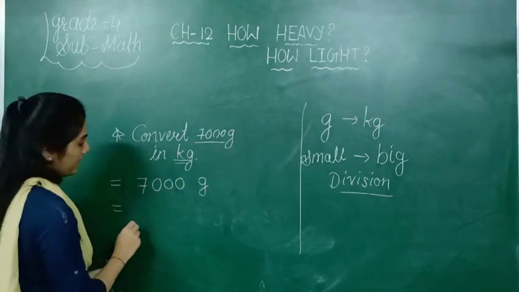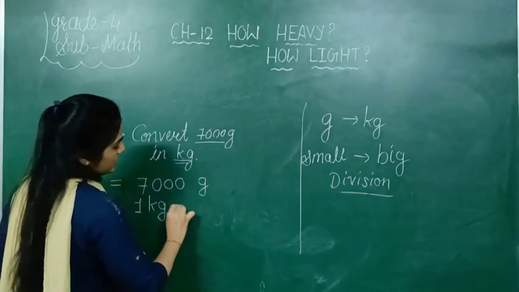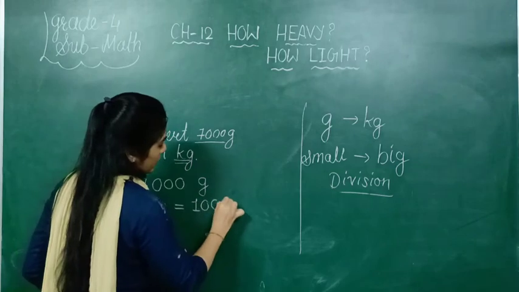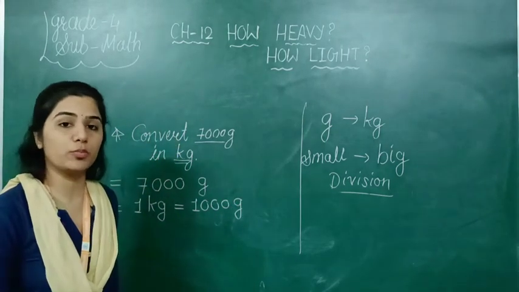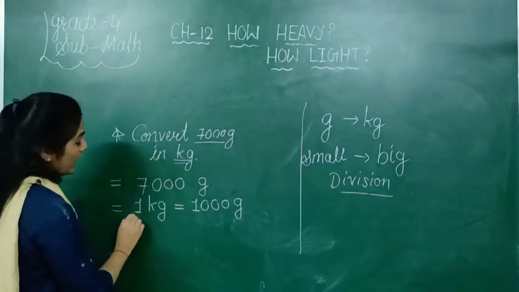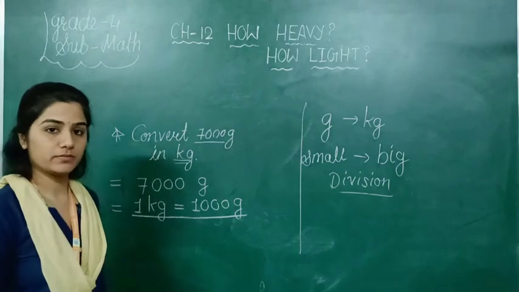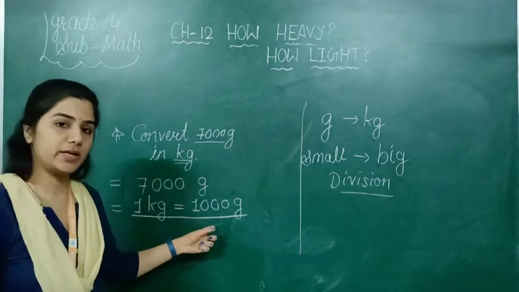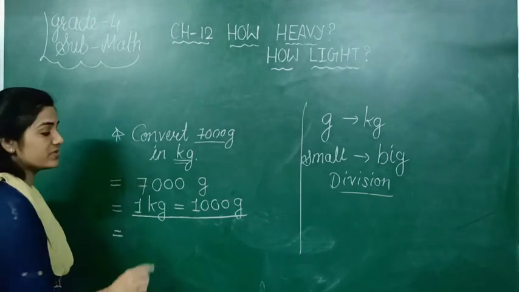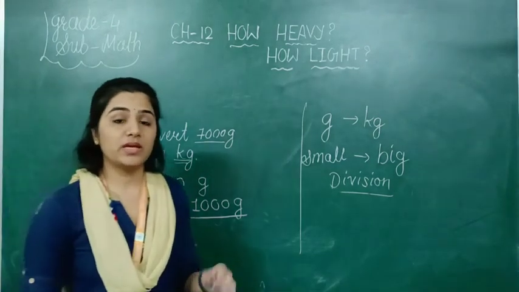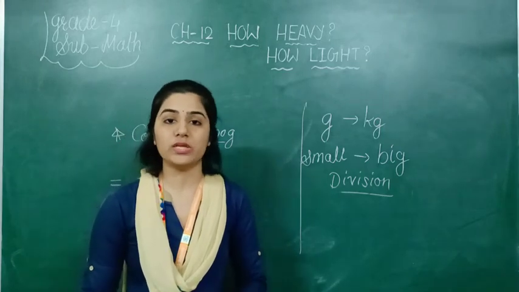In the second step, we have to write 1 kg is equal to 1000 gram. And whenever you are writing this formula in the sum, mention this formula with an underline. Always mention it with the underline. Now, third step: as I told you, if we want to convert a small unit into a big unit, we have to do the division.